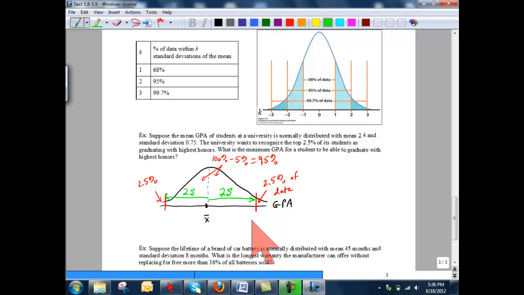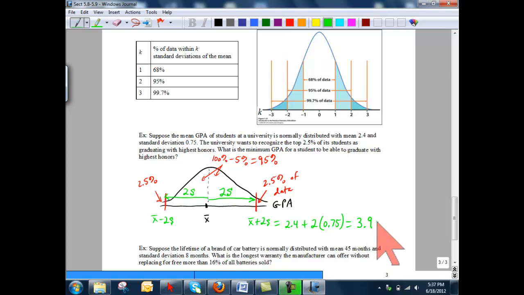So in particular, this started at x bar, and then I went up or added 2s, and so this number is x bar plus 2s, and this number is x bar minus 2s. The one I'm interested in is up here at the top. I have to go 2 standard deviations away from the mean to get the 95% of the data in the middle, and then what is that number? Well, the mean here is 2.4 plus 2 times the standard deviation, 0.75. And so the answer to the question, when you crank this number, is 3.9.